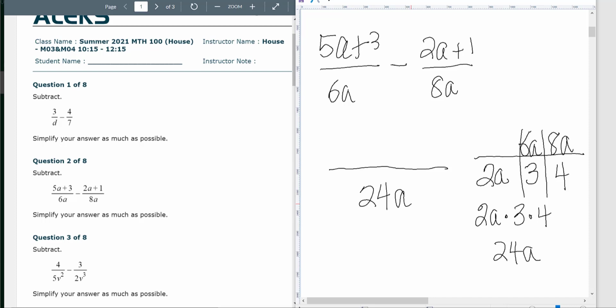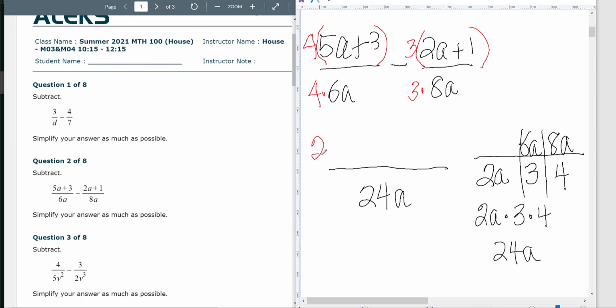Well, the first denominator is missing a factor of 4. So when I do the 4, I have to do it times everything in the numerator. And the second one is missing a factor of 3. So if I multiply the denominator by 3, I have to multiply everything in the numerator by 3. Now I have to be careful here because of this minus sign. This minus is going to go with this 3 when it gets distributed.